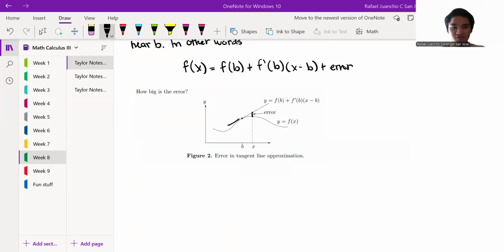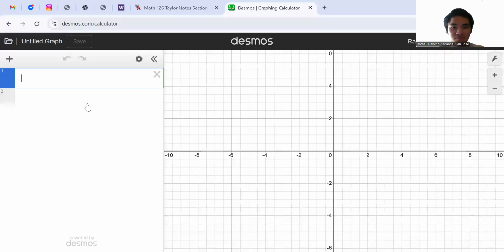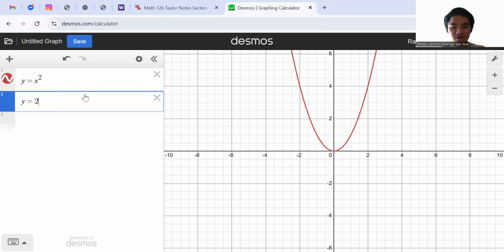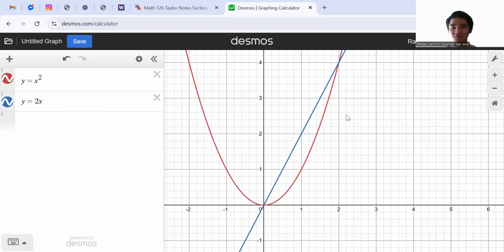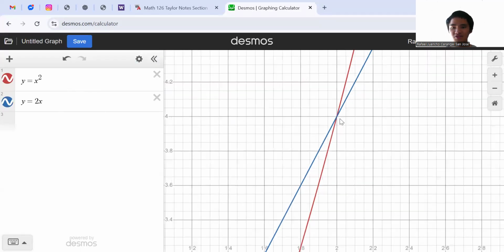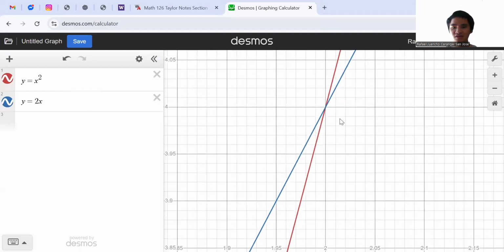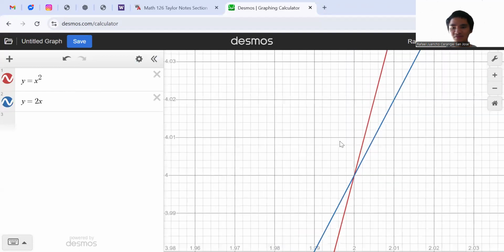If we go to Desmos, let's say I have a curve y equals x squared. If we take its derivative, it should be y equals 2x, right? And here, let's say we look at some x equals b. Let's say b is 2. So at 2, once we get extremely close.